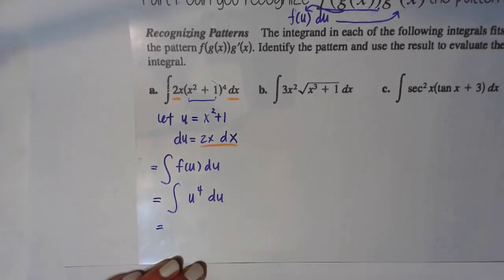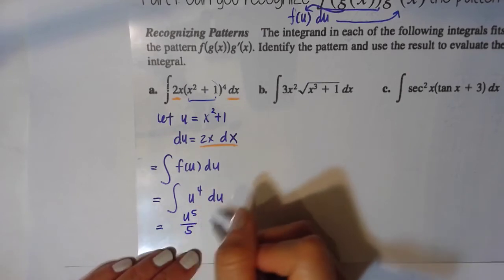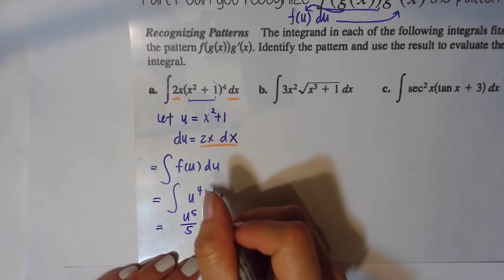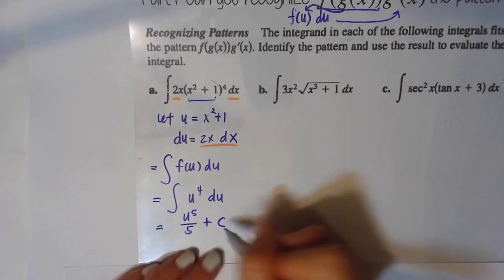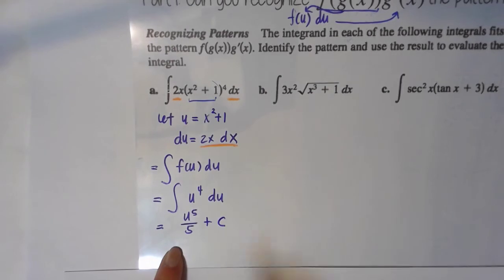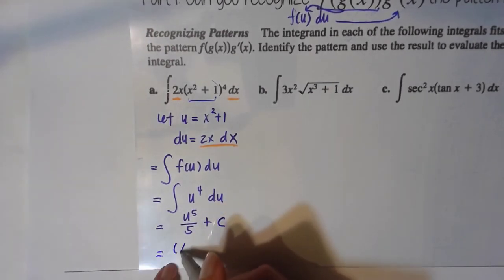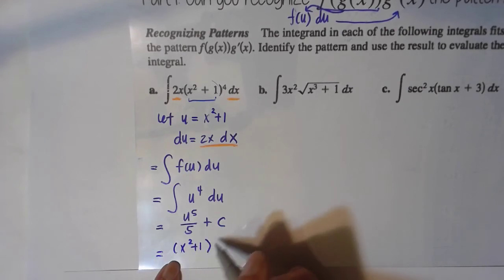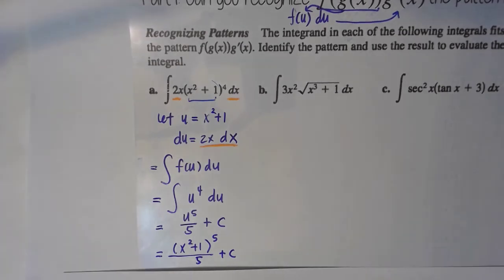Now you integrate u to the 4th. Everyone in here knows the antiderivative of u to the 4th is u to the 5th over 5 plus c. But now you're not done, because remember you're solving for x, right? So all you do now is substitution. What is u again? u is x squared plus 1, so the answer is x squared plus 1 to the 5th over 5 plus c. And that is your final answer. Now, if you're like, what?